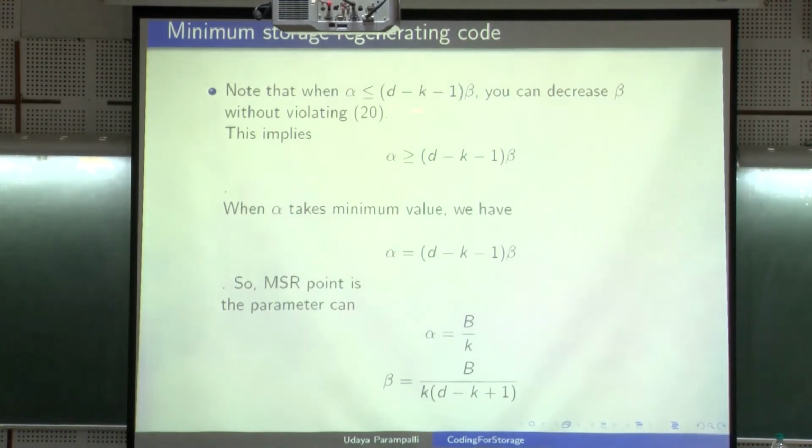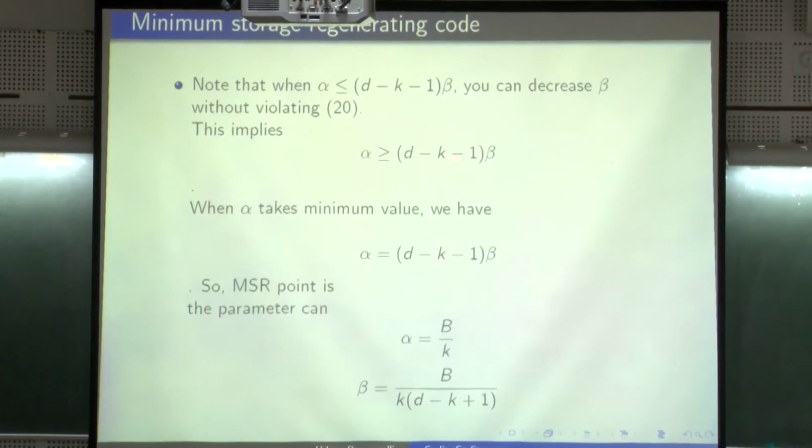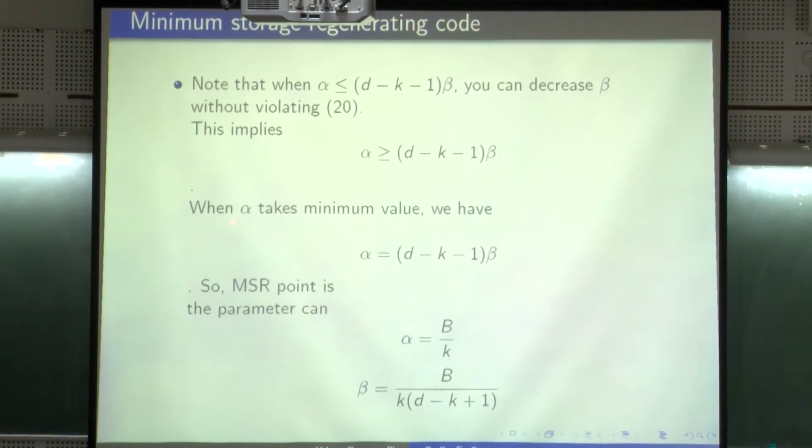So yeah, d minus k minus, so here also plus 1, right? This also plus 1, this also plus 1. That's why alpha has to be greater than or equal to d minus k plus 1 times beta. And when alpha takes the minimum value, obviously alpha equals d minus k plus 1 plus beta. So from there you can get beta equal to b. So now alpha equal to b by k, then beta has to be b.